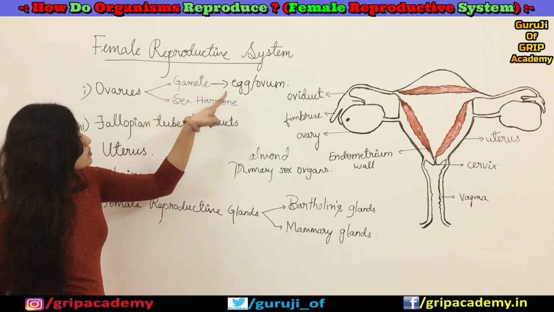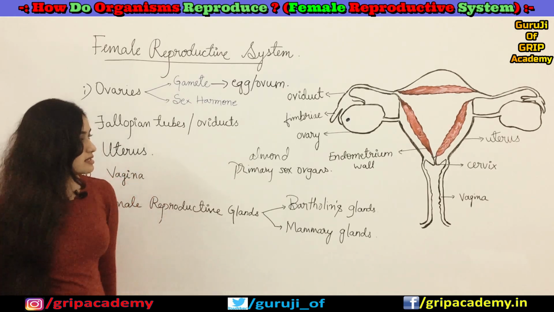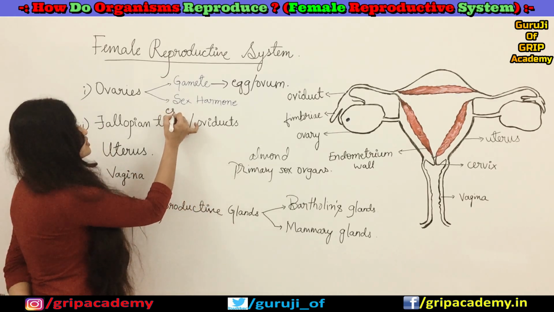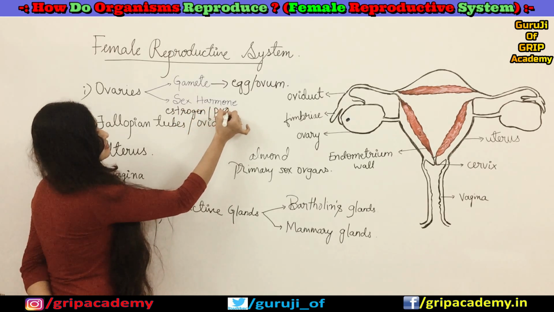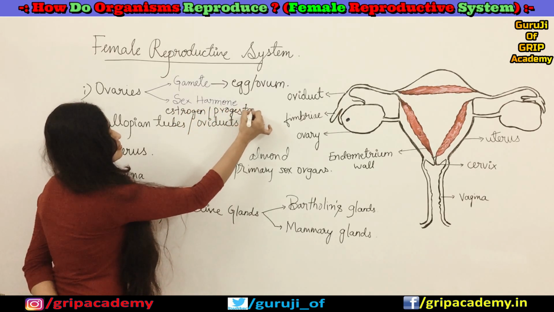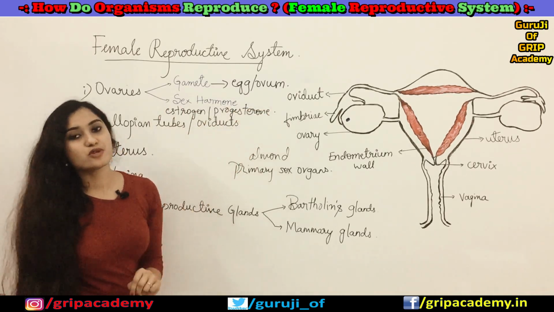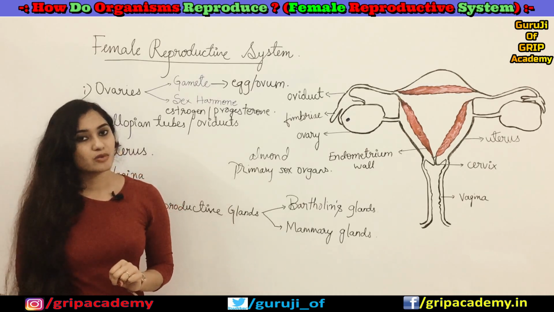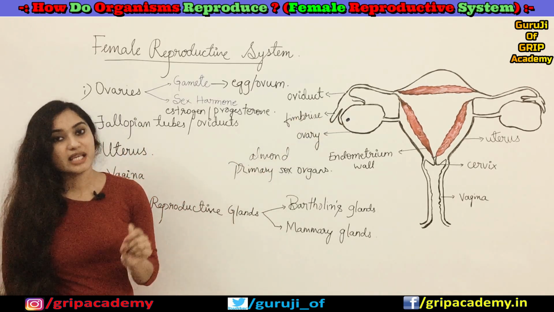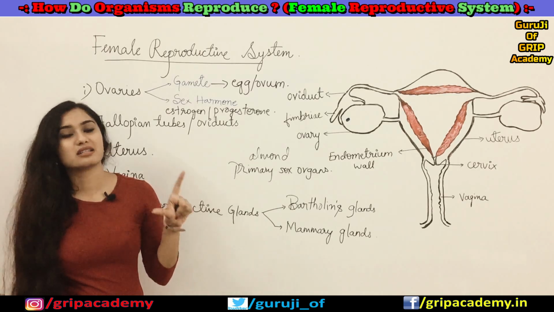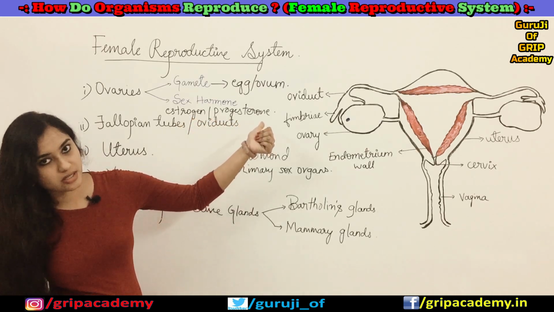It also produces sex hormones, mainly two types. We call them estrogen and progesterone. So one is estrogen, another one is progesterone. Two sex hormones are produced in the ovary. This is the main function of the ovary: one is to produce the gamete, another one is to produce the sex hormones, estrogen and progesterone.